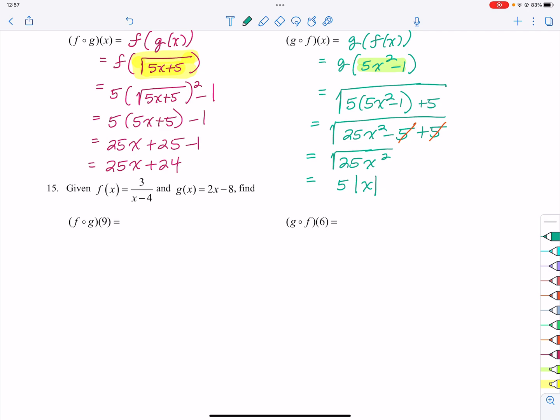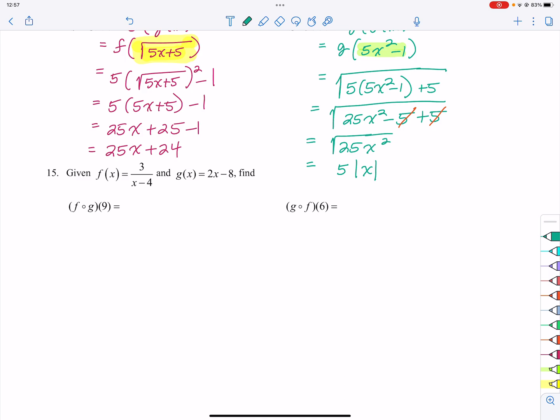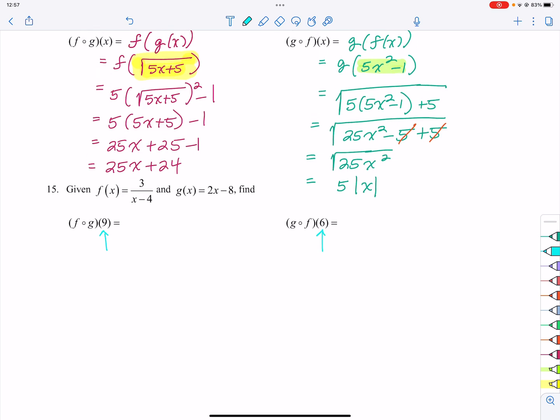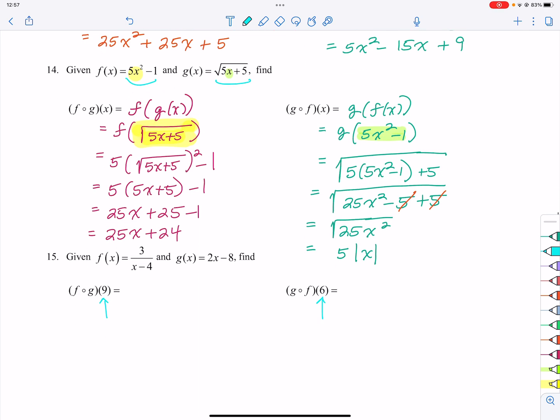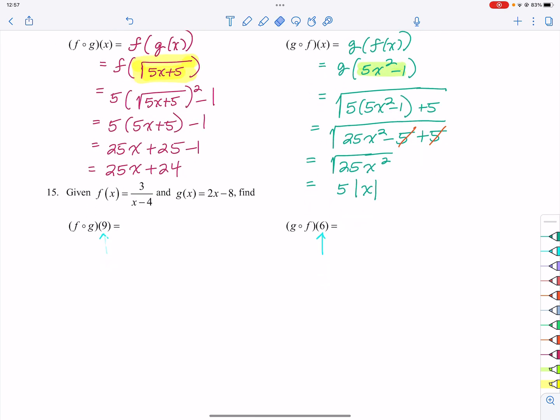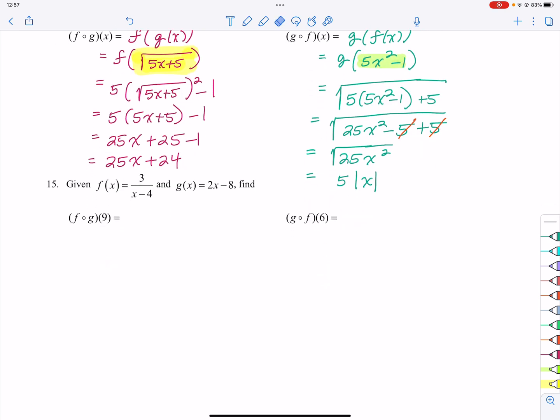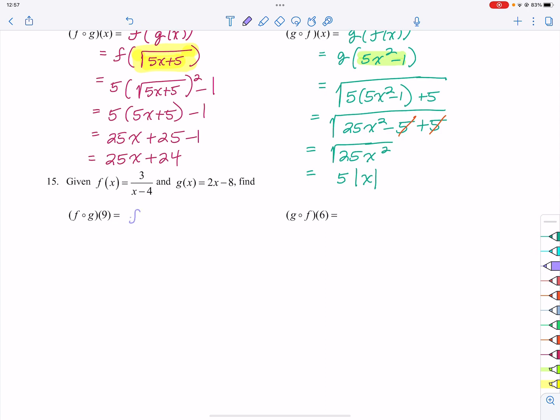Okay, let's give number 15 a try. So we have something a little bit different here. Notice that we are composing functions at values of x, as opposed to composing functions with x as a variable, okay? So it is a little bit different, but we're not going to change our method. So we have that f composed with g of 9 is f of g of 9.